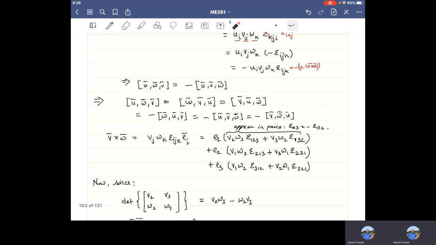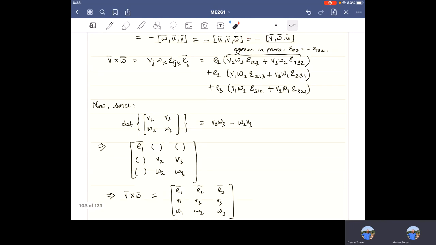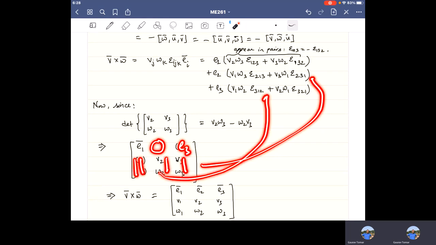Now we can see that this quantity looks like the determinant of V2, V3, W2, W3, because you have a minus sign here, right? So you get the same thing, multiplied by E1. So E1 into the determinant of this, right? If you do this, you get the first term, correct? Similarly, if you take minus E2 and then take this submatrix here, you will get the second term. And if you put E3 here and this as the submatrix, you'll get this.